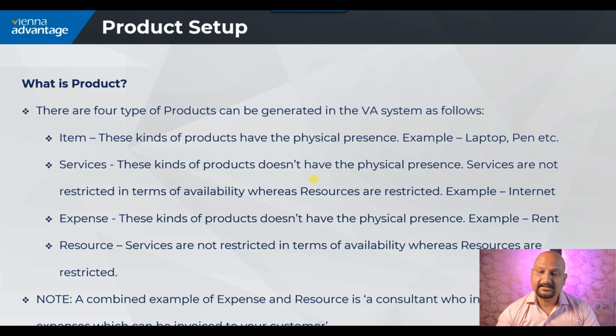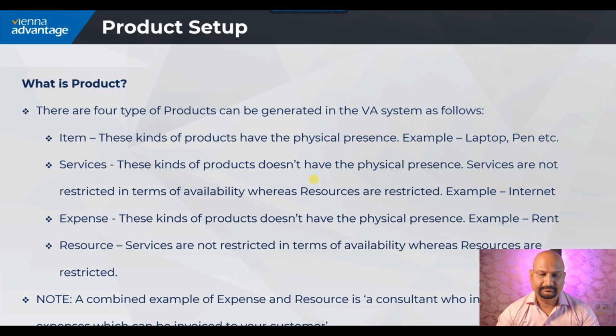So services are not restricted in terms of availability, whereas the resources are restricted in terms of availability. The example is pretty simple. A resource works for you 8 hours in a day, so it is restricted to 8 hours only, while the services are never restricted. If I take the example of internet services, they are always available 24 hours, while the resources are restricted in terms of availability.